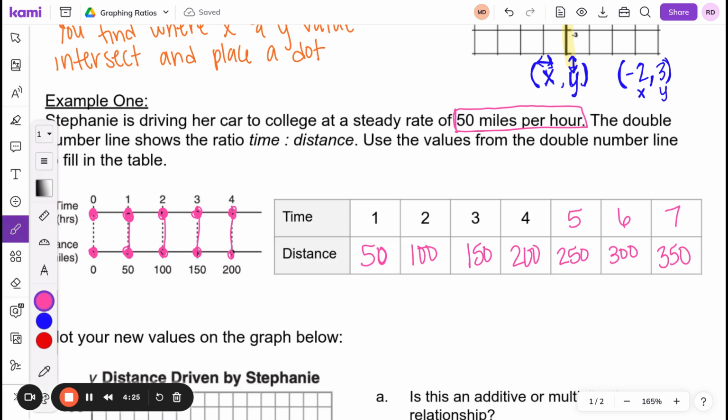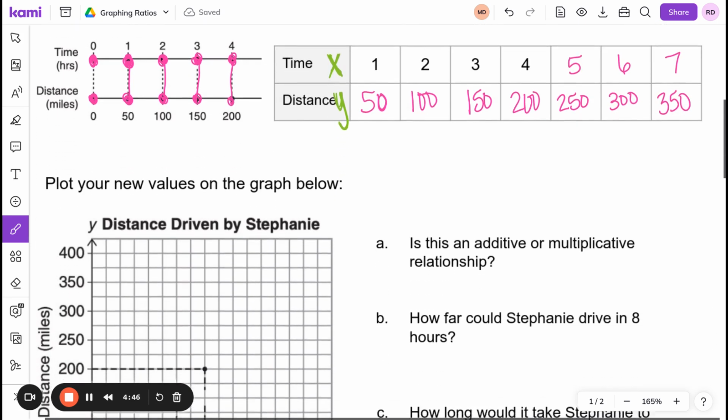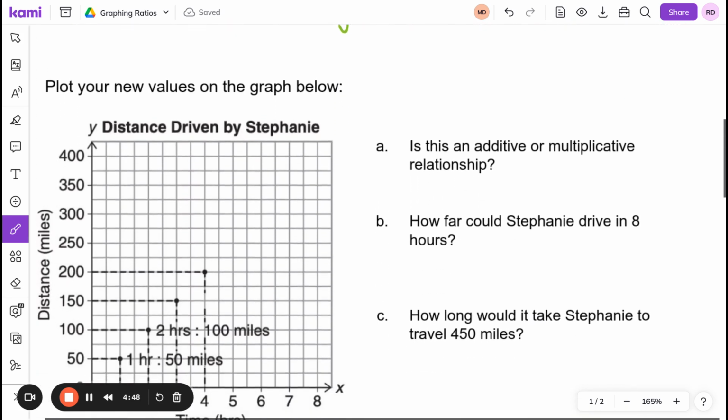So on this table, we have our time values, which are the x's, because that's what happened first. And then we have the distance, which is our y. How far you go depends on how many hours you're traveling. So we're going to use that information to plot some dots on the graph.